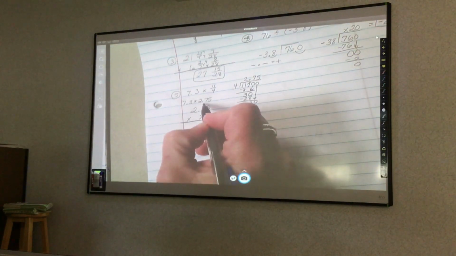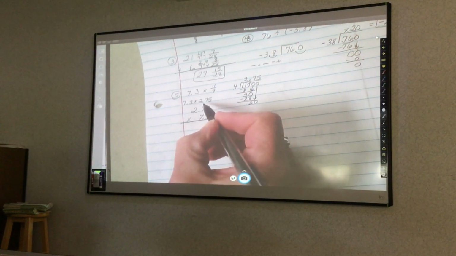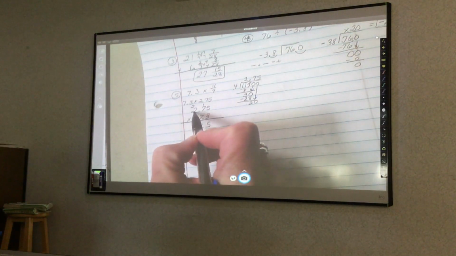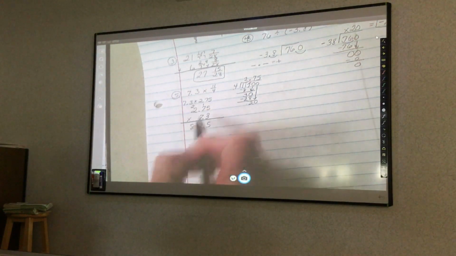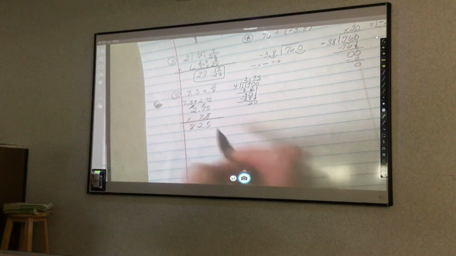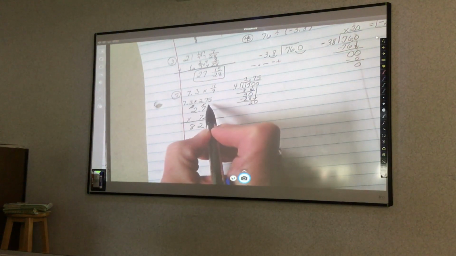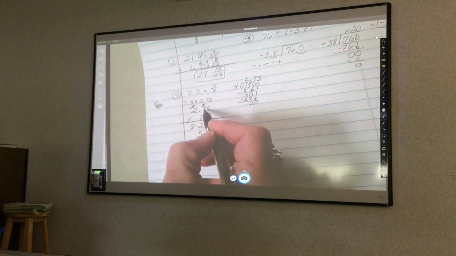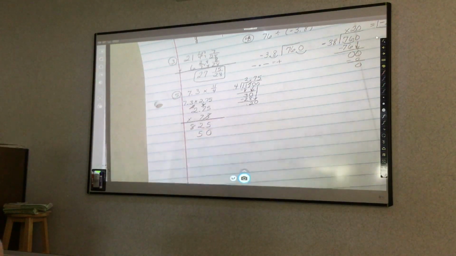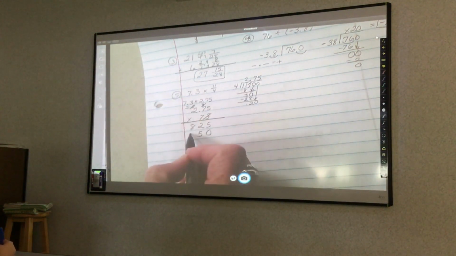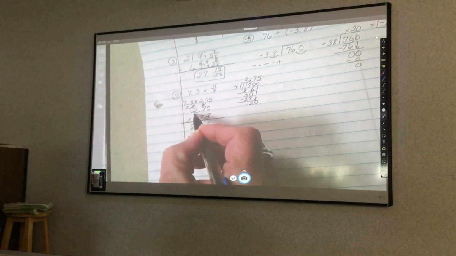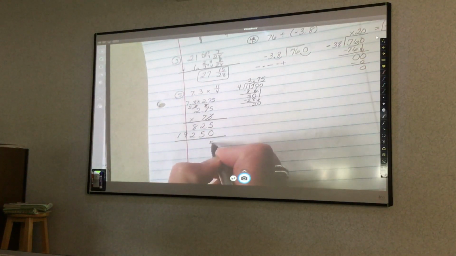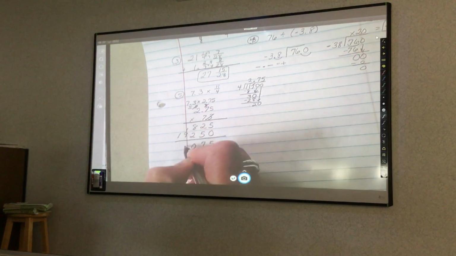So 3 times 5 is 15. 3 times 7 is 21, plus 1 makes 22. 3 times 2 is 6, 6 plus 2 makes 8. Cross off what you use so you don't get confused, add a 0. 7 times 5 is 35. Carry the 3, leave the 5. 7 times 7 is 49 plus 3 is 52. Carry the 5, leave the 2. 7 times 2 is 14 plus 5 makes 19. Make sure they're all lined up nice and neat. We've got 5, 7, this is 10, so carry the 1. Here's another 10, so carry the 1.